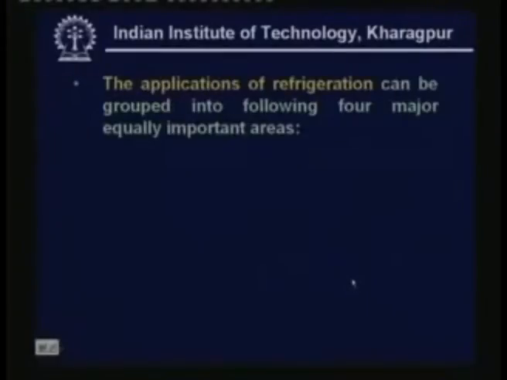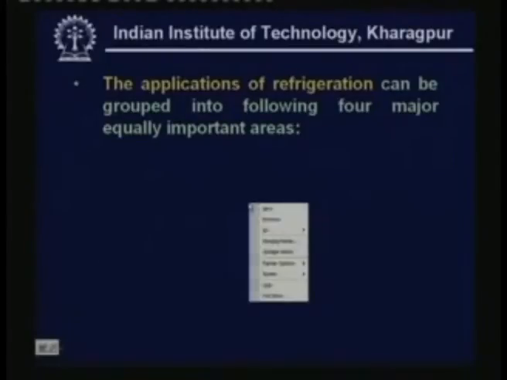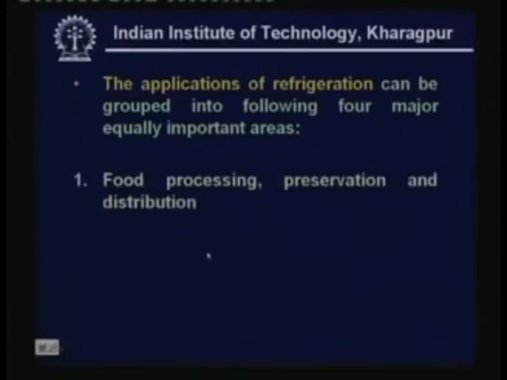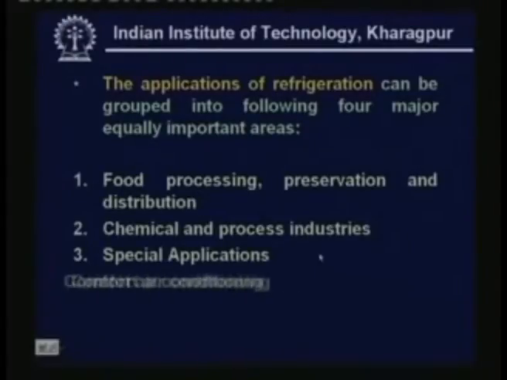So, now let us look at applications of refrigeration. They can be grouped into four major areas. The first one is food processing, preservation and distribution, and the second application is chemical and process industries, and the third application is, as I said, some miscellaneous special applications which we will see later, and the fourth application is in the area of comfort air conditioning. These are the four major applications of refrigeration.